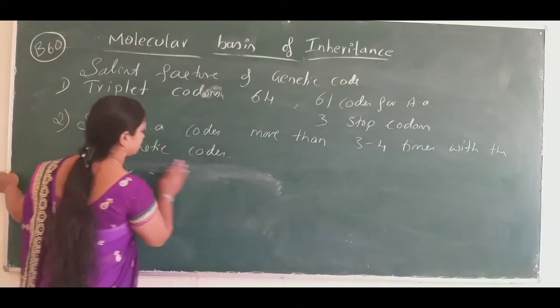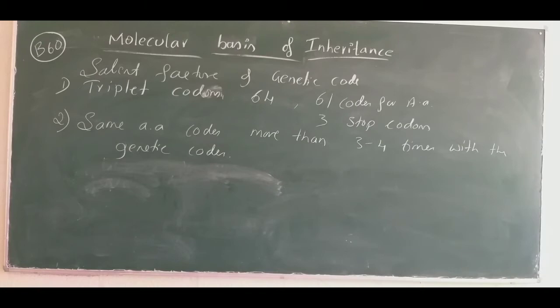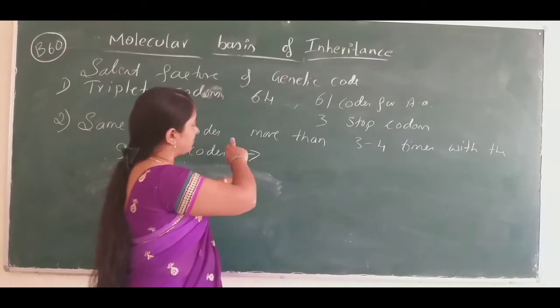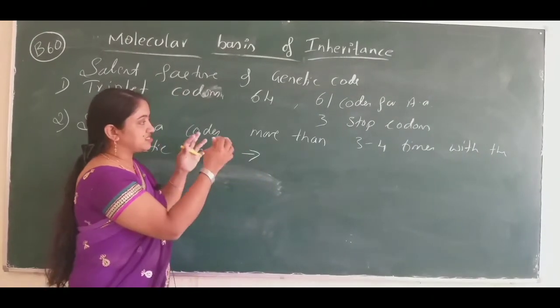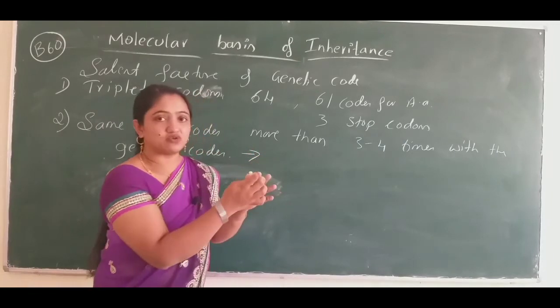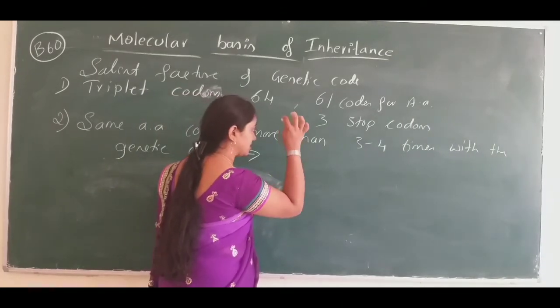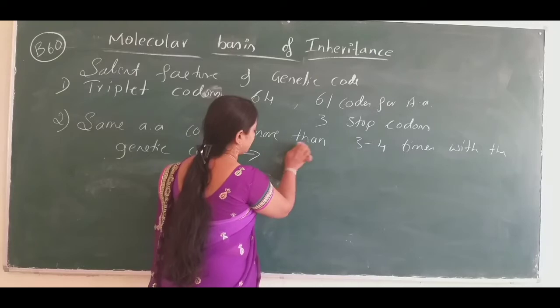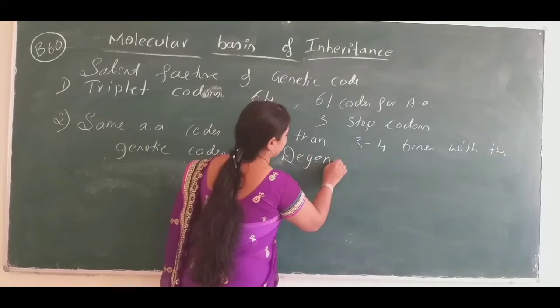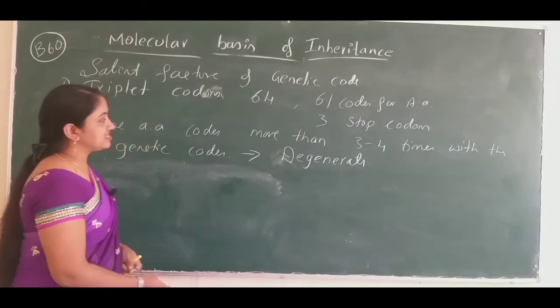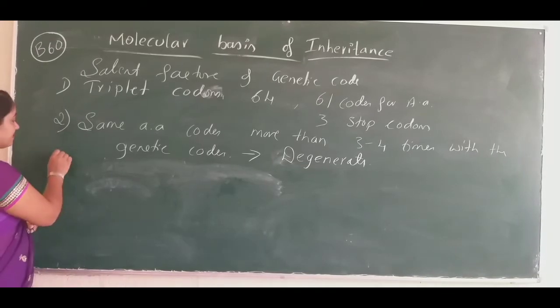So that is the second salient feature of genetic code. One thing you have to understand here is the nature of genetic code, where the same amino acid gets coded with a number of genetic codes. The nature of the genetic code is known as degenerate. Having this feature is known as degenerate feature or degenerate nature.